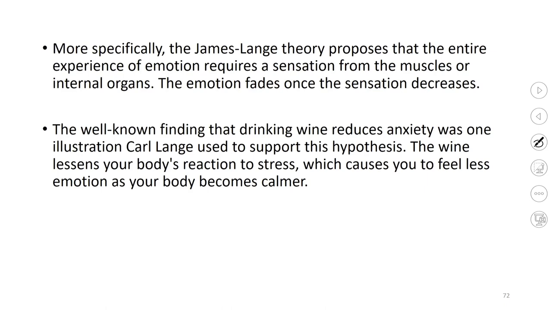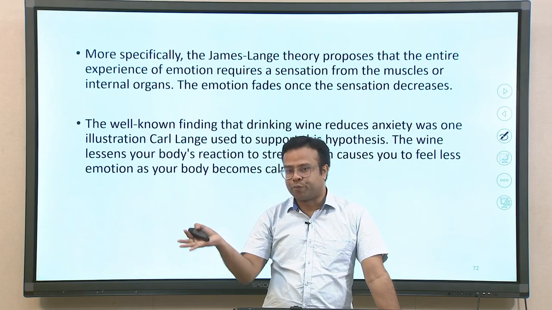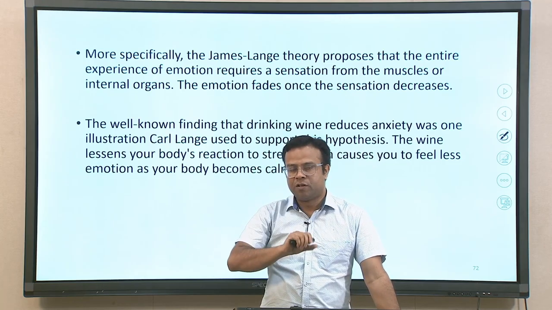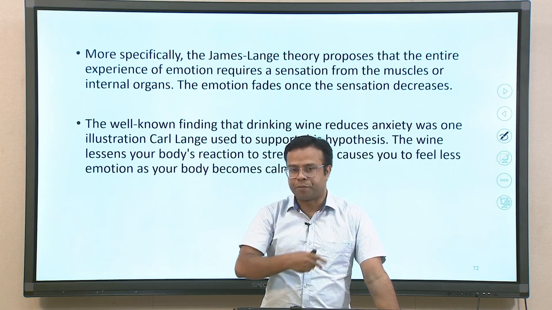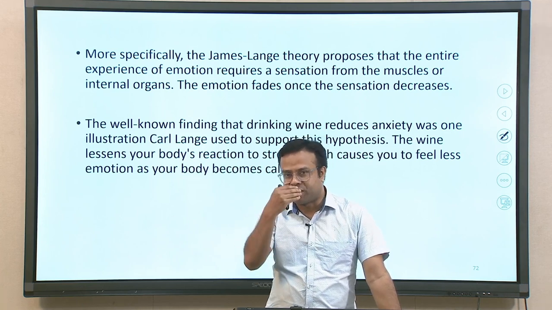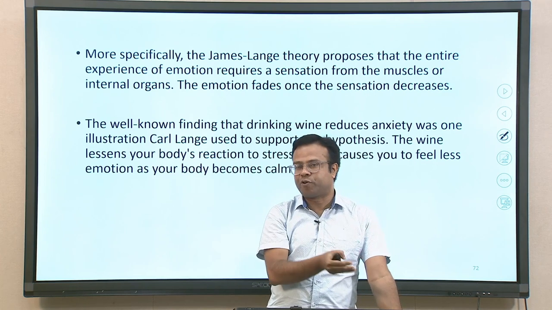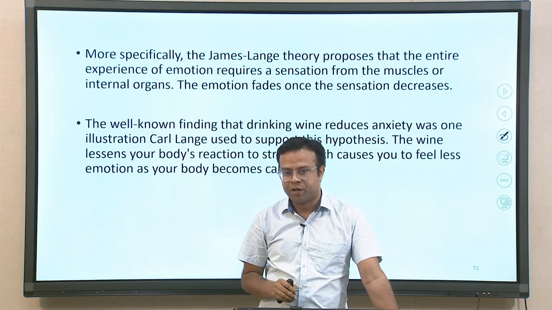So, James Lange theory proposes that the entire experience of emotion requires sensation from the muscles and viscera. His whole idea of emotion is basically derived from physiological arousal. So, there has to be a sensation in the body and then there is a labeling of emotions. It all depends on the physiological sensations in the body. That is why the physiological changes are given importance first, and then emotional labeling happens.